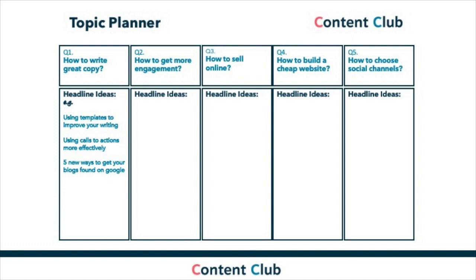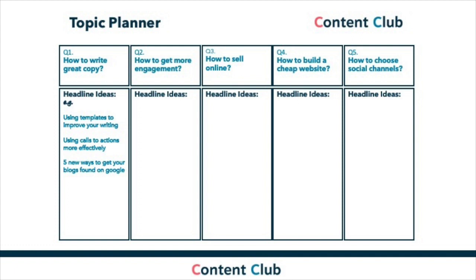For example, for someone that comes along to Content Club, these questions might be: how to write great copy, question 2, how to get more engagement, how to sell online, how to build an affordable website, how to choose which social channels to use. These are the sorts of questions that typically come up in a Content Club environment. So I know that I can start building those into my content strategy and start creating blog content about those things. Then underneath each question, I can start writing ideas for headlines. It's usually good to write between 3 and 5 for each question. So, as in the examples that I've written here, a headline idea for how to write great copy could be using templates to improve your writing.